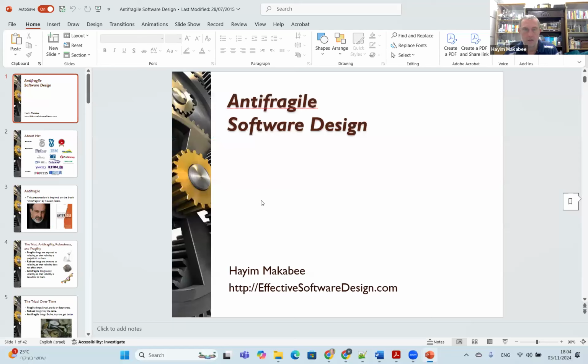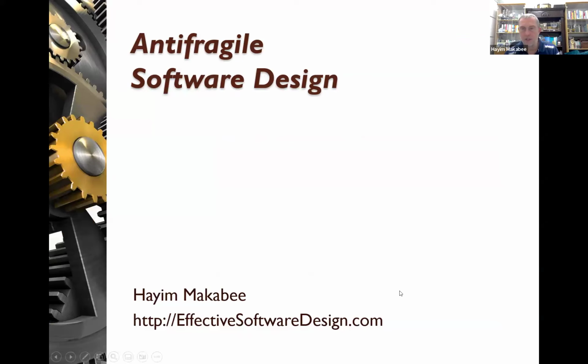Okay, so our talk today is about anti-fragile software design. I repeated the introduction that was also in the first meeting, and then we'll see the example of how we can build a software design that is anti-fragile.